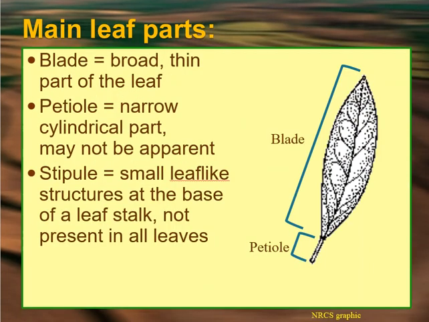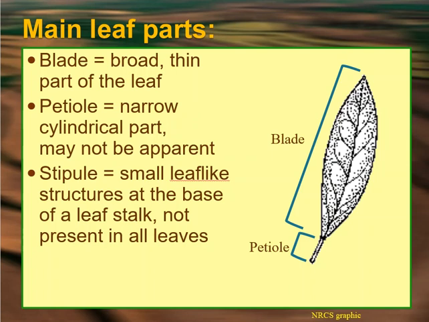So let's look at some of the leaf parts, okay? So this is like a tree leaf right here. So this part here is the blade, okay? This is the broad, thin part of the leaf. This isn't very thick, it's pretty thin, but it's pretty good in size. The petiole is down here. This is the narrow cylindrical part. So this means it's round. Cylindrical means it's round.